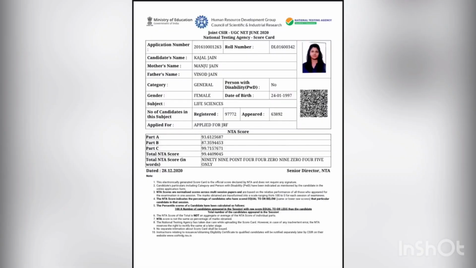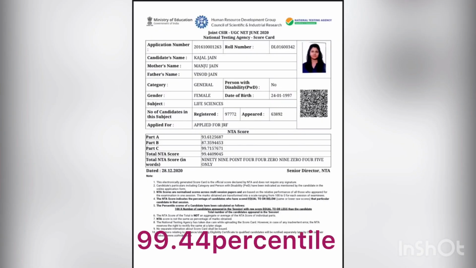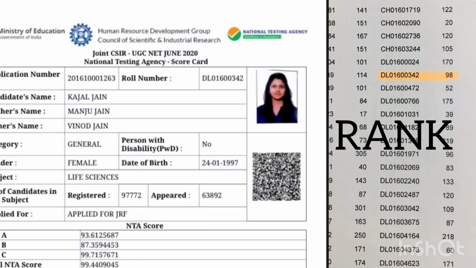So now I would like to share my scorecard of the CSIR UGC NET examination as requested by many of you. So you can have a look at my scorecard. So with this, we are done with the brief discussion of how we should approach each section and what the exam pattern is in general.